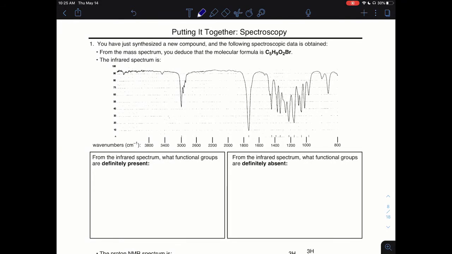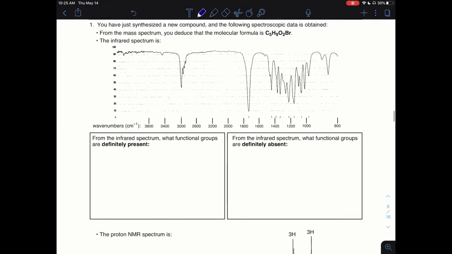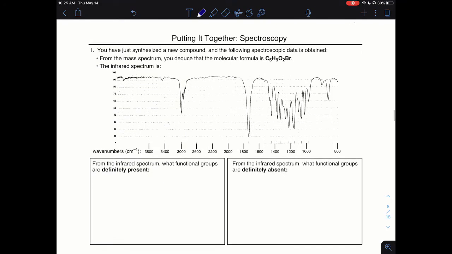All right, try this one yourself. And I think this is the last one I'm going to do with you. Yeah, the rest you're going to do on your own. So there are no OHs. Draw your magic line at 3000. It looks like we have all sp3 CHs. So maybe you want to go check with your index of hydrogen deficiency.